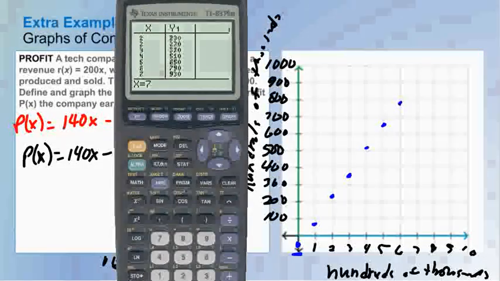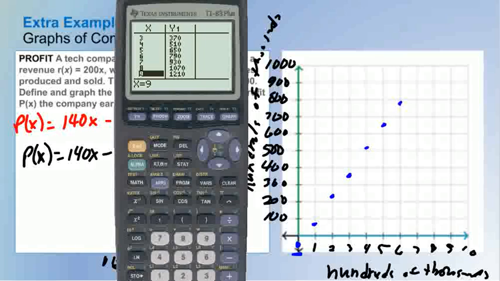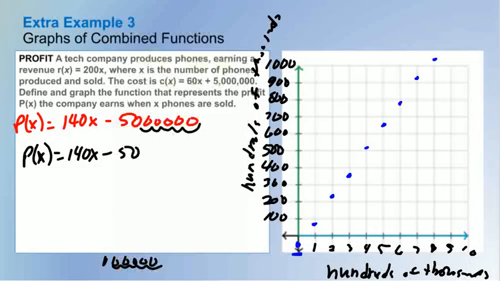We go down, you got 7 and 930. 7 and 930 would be roughly here. If we did 8, that's over 1,000, so that would be up here. Now we can draw our line, and our graph will look something similar to that. That would show us a profit margin, or the profit they would earn based on the number of phones that they sold.